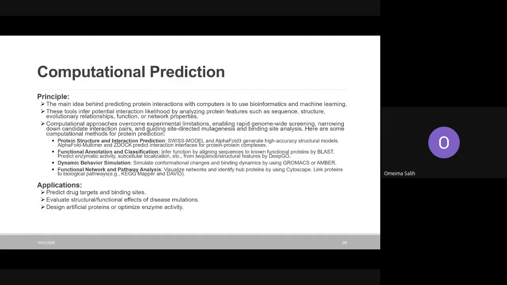It gives you functional network and pathway analysis. Pathway analysis is identified by linking this interaction with its biological function. So the application of this computational prediction is important. It predicts drug targets and binding sites. It evaluates the structural and functional effects of disease mutations, and it designs artificial proteins or optimizes enzyme activity. All of this is prediction, but it is very helpful and valuable.